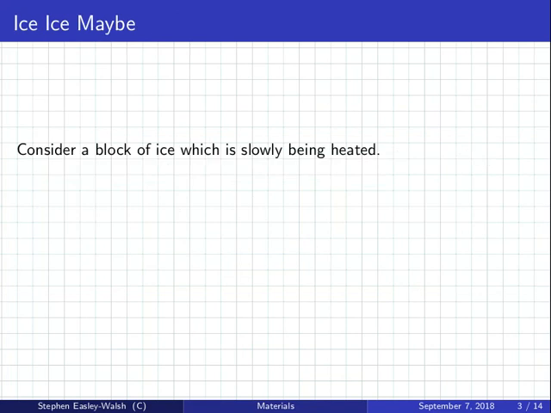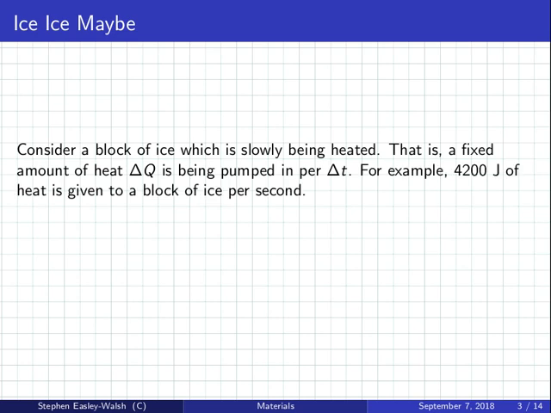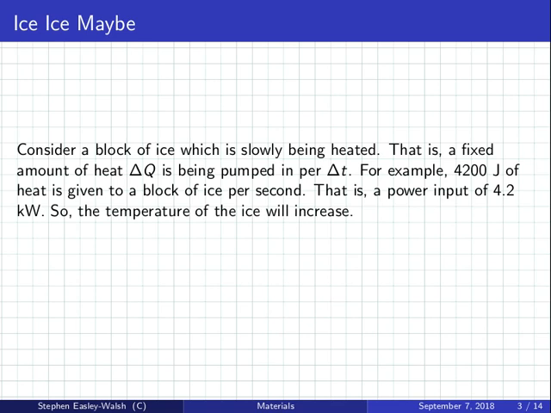So, let's imagine you have a block of ice, and this ice is slowly being heated. That is, you put some heat energy in every unit of time. Maybe, for example, you put 4,200 joules of heat per second into the ice block. That's a power of 4.2 kilowatts. So, the temperature of the ice will obviously increase as you put a little heater under it. Let's have a look at the temperature against the energy graph.